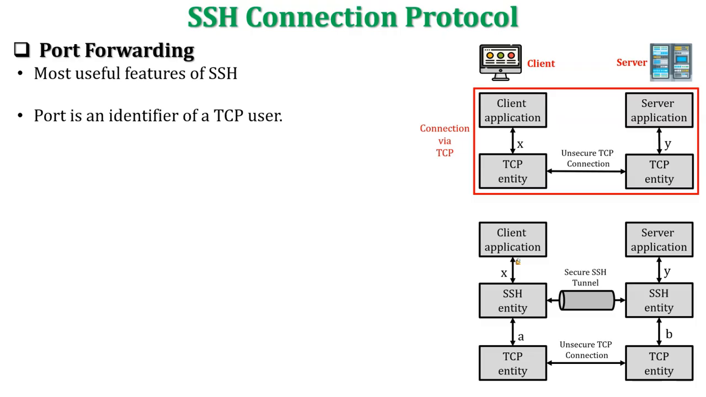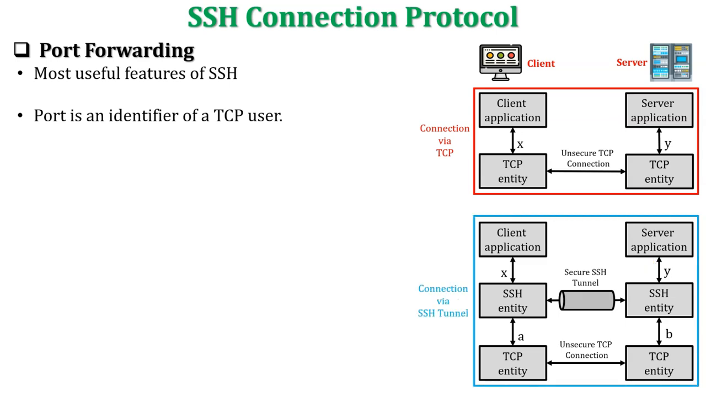So traffic from the client at port X is redirected to the local SSH entity. Then this traffic travels through the SSH tunnel and reaches the remote SSH entity. After that, the remote SSH entity delivers this data to the server application on port number Y. So now we can say this is the connection via the SSH tunnel. So a connection using the SSH tunnel is a secure connection.